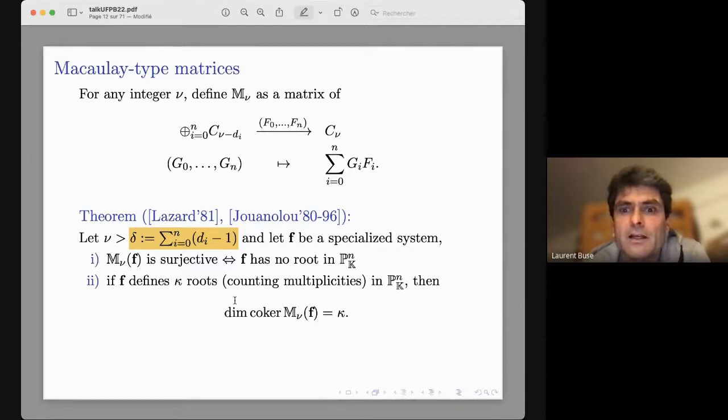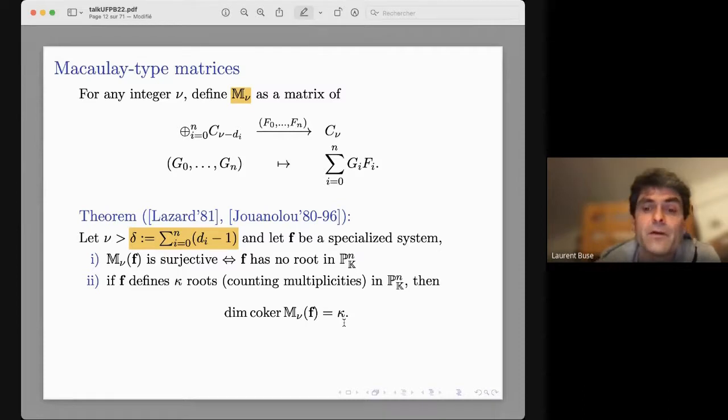That is, if I take now any specialized system, I have the following. The matrix we have just built here that we call M nu, if you specialize it to the system you have, a small f, then this matrix is surjective if and only if you have no root over Pn. So this is the first property. And moreover, and this is probably more important for applications in solving polynomial equations, if your system defines kappa roots containing multiplicities in Pn, then the dimension of the co-kernel is also equal to kappa. This is what is important here.